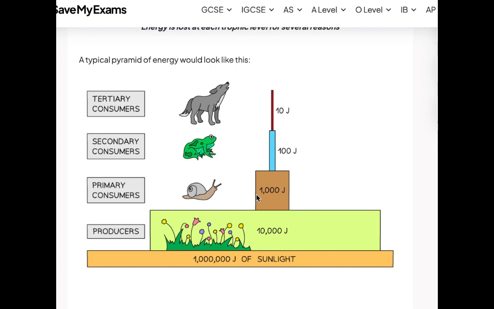So the biomass of energy is how much energy is available in each trophic level. The representation of the trophic level with the energy that is available to it, that's what we call the pyramid of energy.